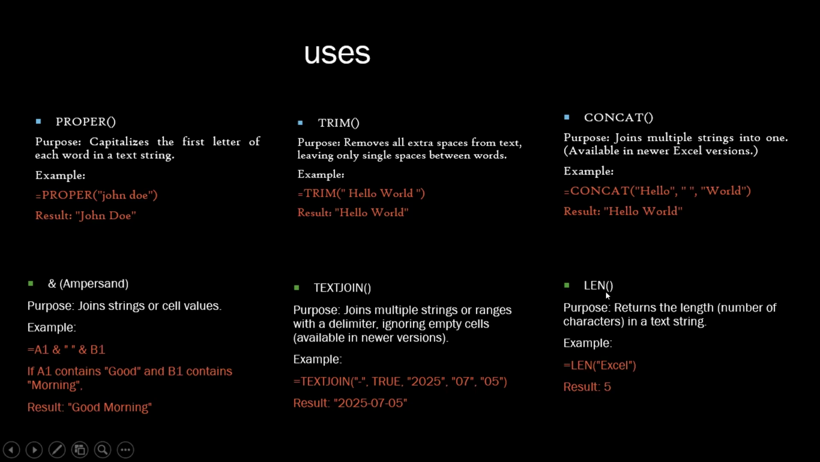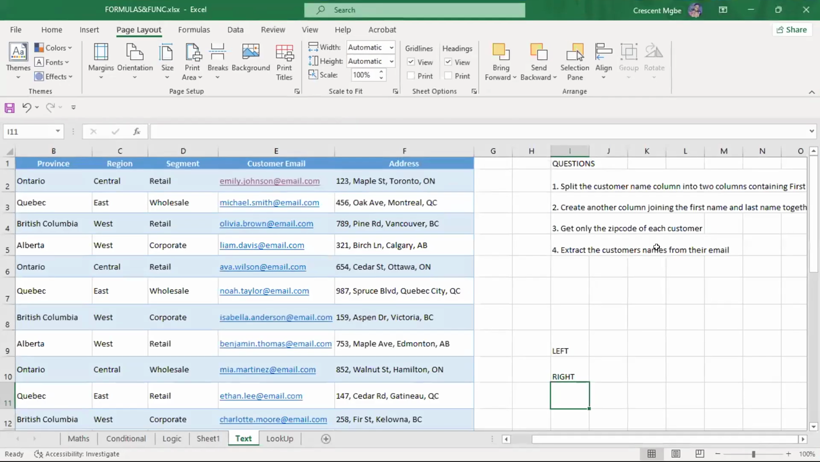Then LEN helps you to get the length of your word or your text. It just returns the length. Excel just counts how many letters are there and returns the total length. Then the ampersand helps you to join strings, just like CONCAT. It helps you to join strings. So let's get into it.